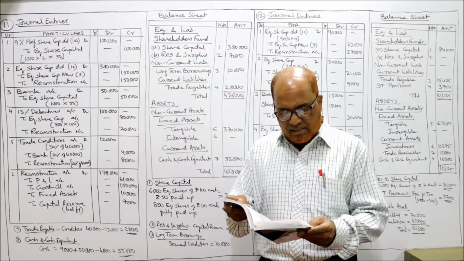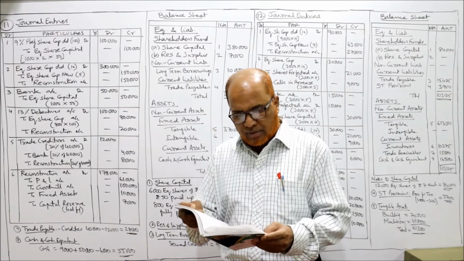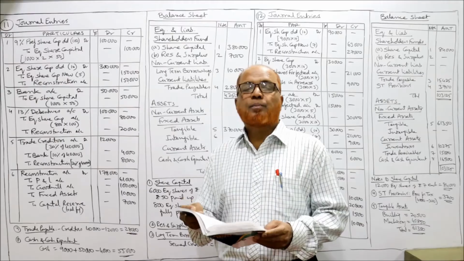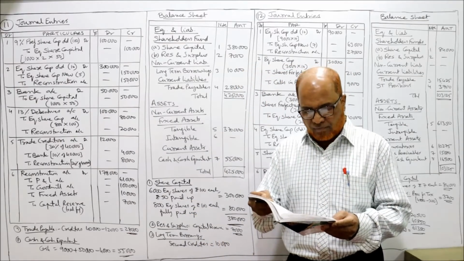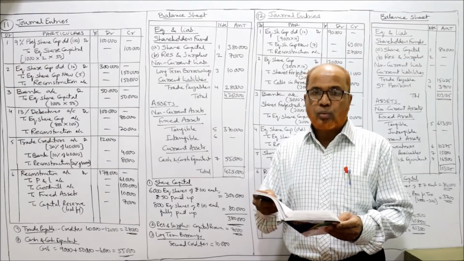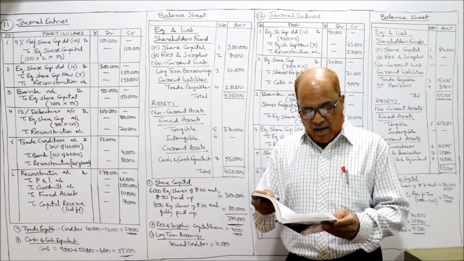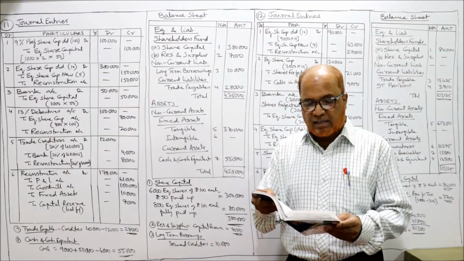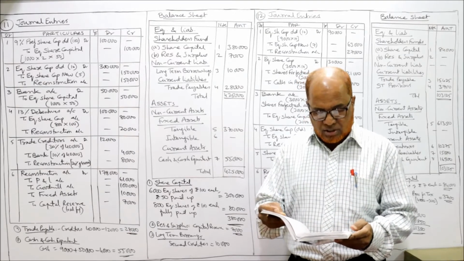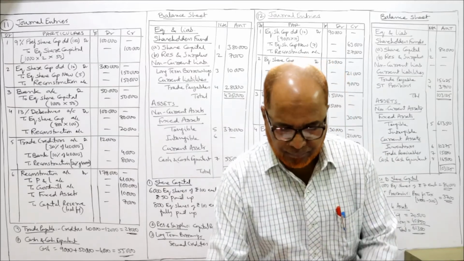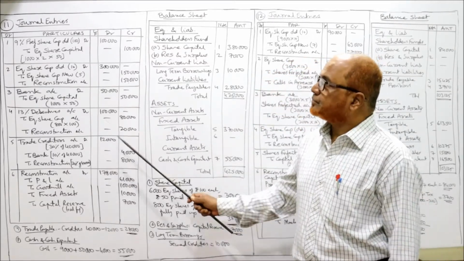The amount available as the result of the scheme is to be used to write off the debit balance in the P&L account. The profit and loss account 61,000, fictitious, we are writing off. To write off the goodwill account of 1 lakh rupees, we have to write off, and to reduce the value of the fixed asset by 10,000. You are required to give journal entries to record the above and give the balance sheet after the reconstruction is effected. Now see here, one by one we'll see.